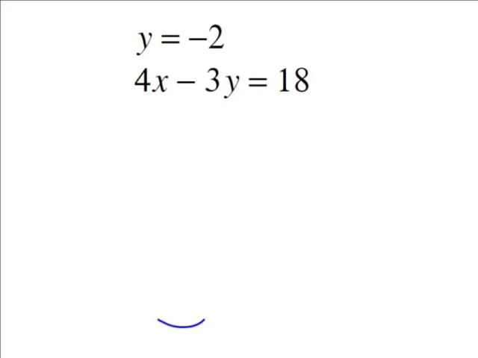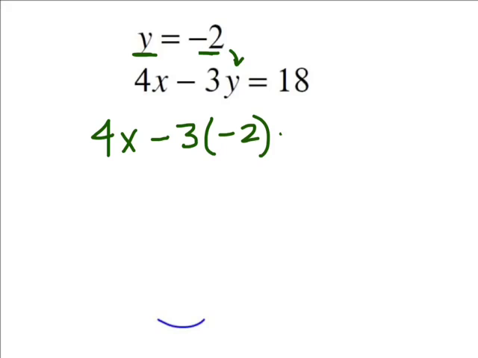Alright, new concept here. It's called substitution. Alright, so do we have anything solved for? Well, yes, we do. We have y equals -2. So what we're going to do is take this guy and plug it in to wherever there's a y in the other equation. We're going to make a super equation. We're going to go 4x minus 3, y becomes -2, and that equals 18.